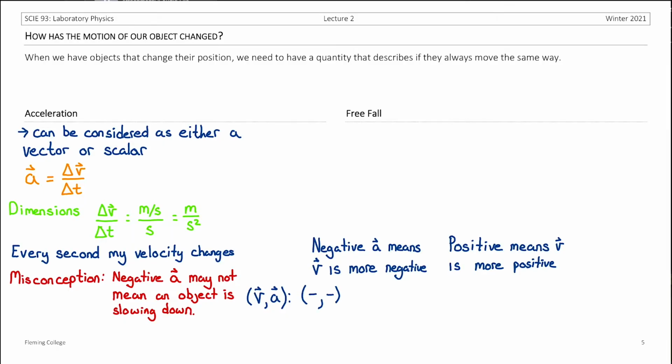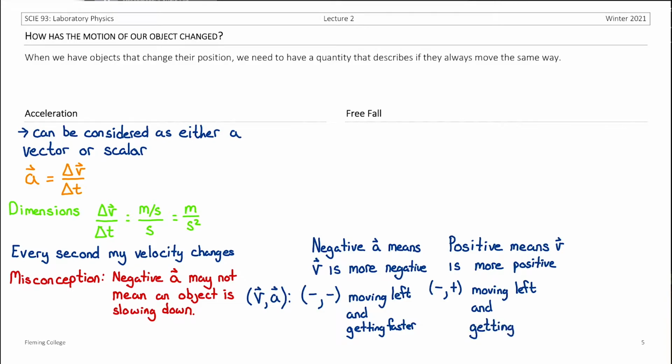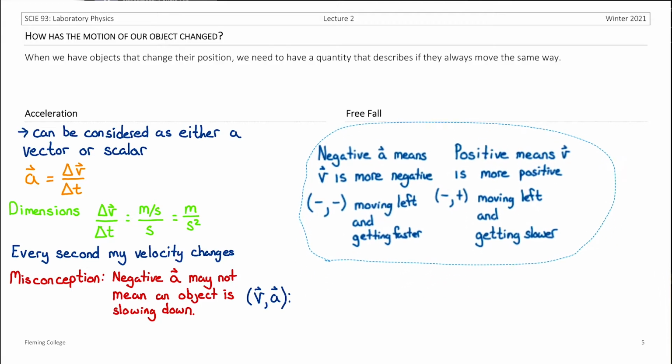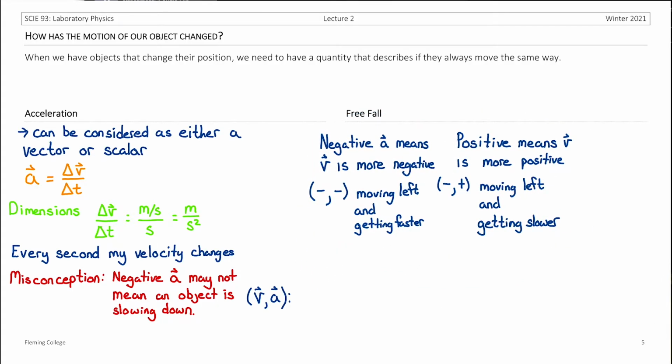If we have a negative velocity with a negative acceleration, that means we can consider an object that is moving left and getting faster. If we have an object with negative velocity and positive acceleration, the object can be considered still as moving left. This time it is getting slower. And we'll move this out of the way to make room for the last 2 pairings.